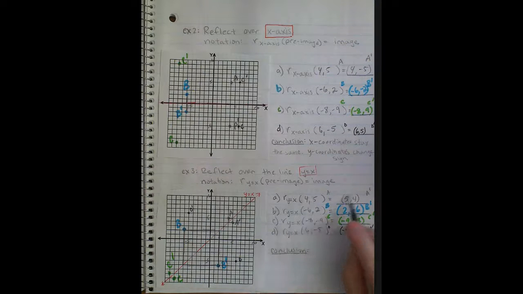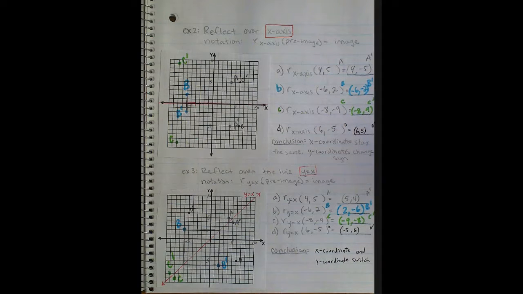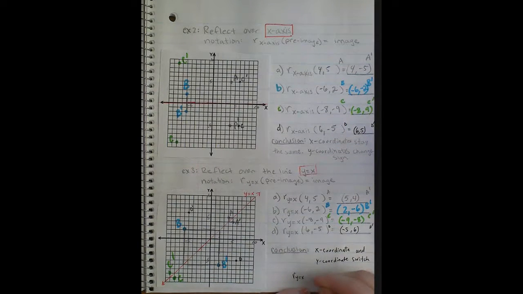the x and y coordinates just flip-flop. So x coordinate and y coordinate switch. So my rule for reflecting over the line y = x, so whenever I have a point x, y, my result is going to be y, x.